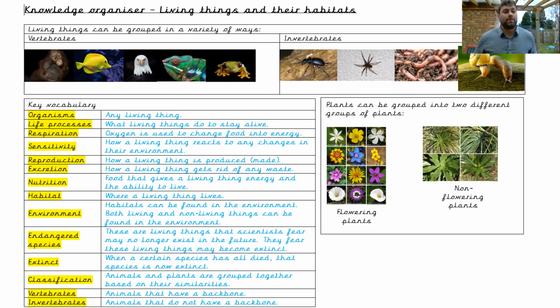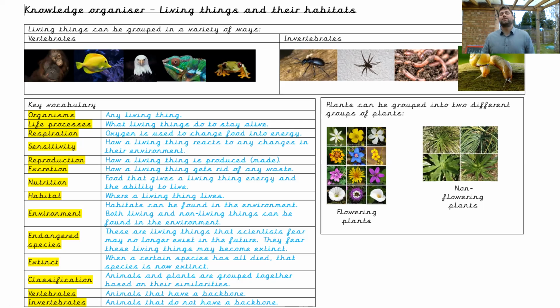The key vocabulary. These are going to be words that we're going to be covering or being used in the science topic. We have organisms, and organisms are things that are living. So any living thing we can refer to as an organism. Life processes. These are things that living things need to stay alive, and what we do to stay alive. Respiration. Respiration is when oxygen is being used to change food inside our bodies and into other living things as well, not just us, where we use oxygen to change our food into energy.